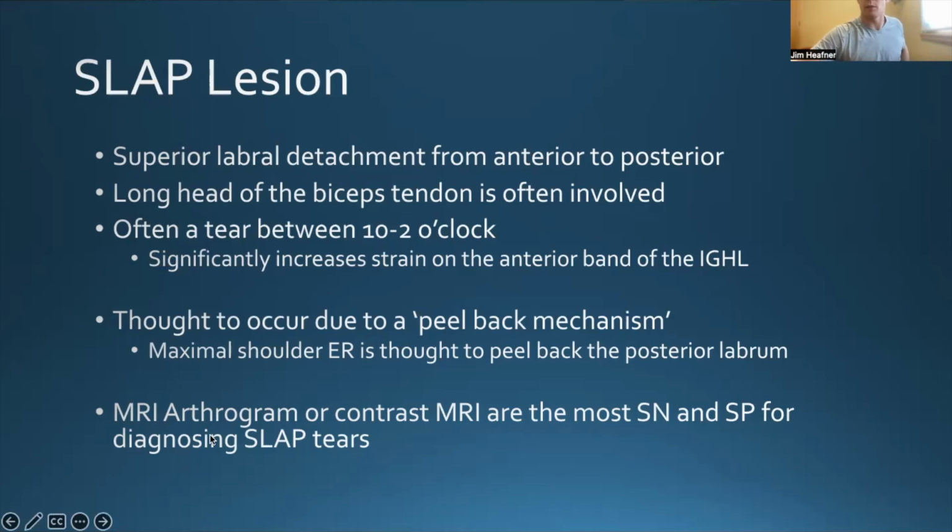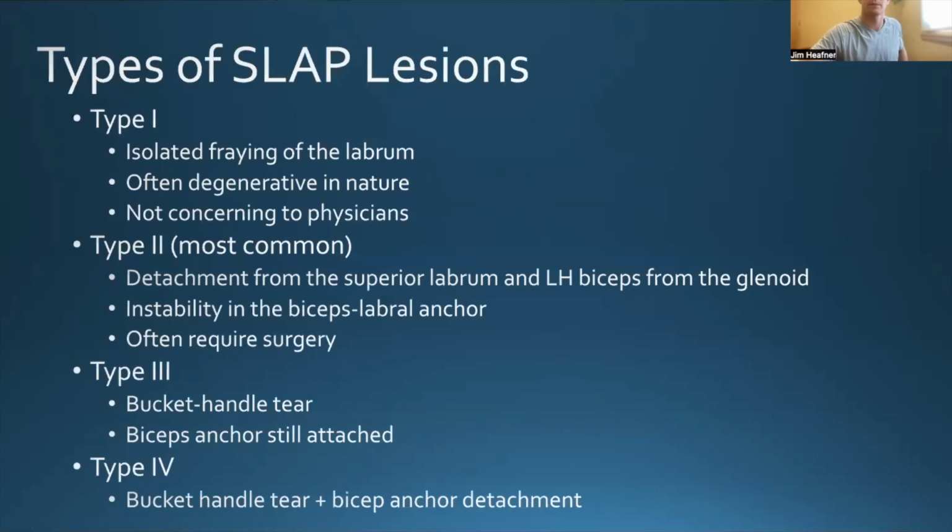And then an MR arthrogram or MR contrast MRI are the most sensitive and specific for diagnosing SLAP tears. That's an important OCS key point: MRI arthrogram or contrast MRIs are the most sensitive and specific for diagnosing SLAP tears. There are a few different types of SLAP tears that get progressively worse as you go from type 1 to type 4. I'm going to have you read over those on your own, but just know that there are 4 types of SLAP tears that are going to be of interest to you clinically, because that's going to determine their likelihood to succeed with conservative versus surgical management.